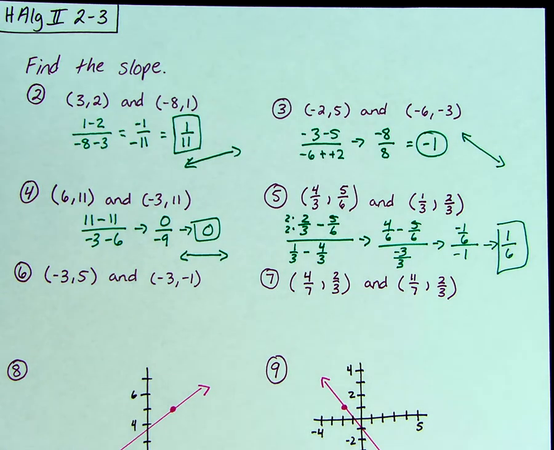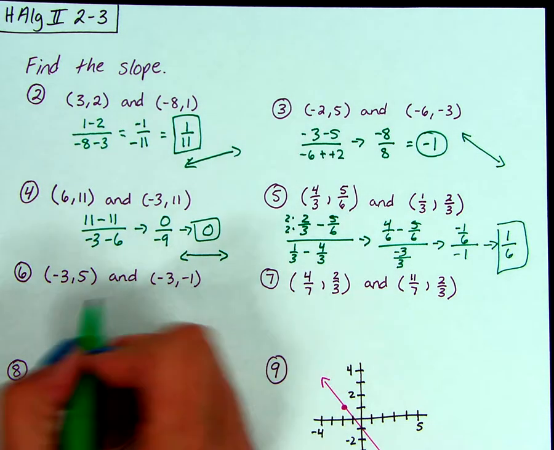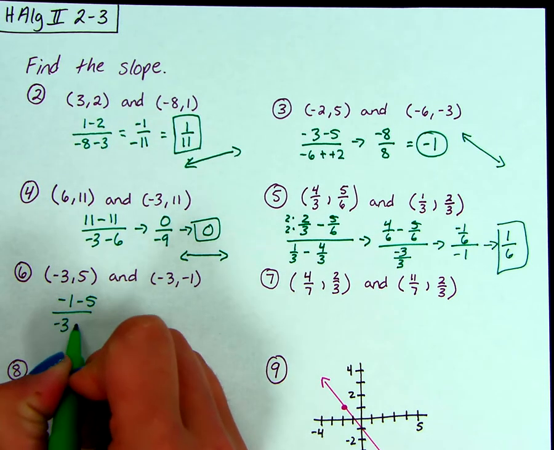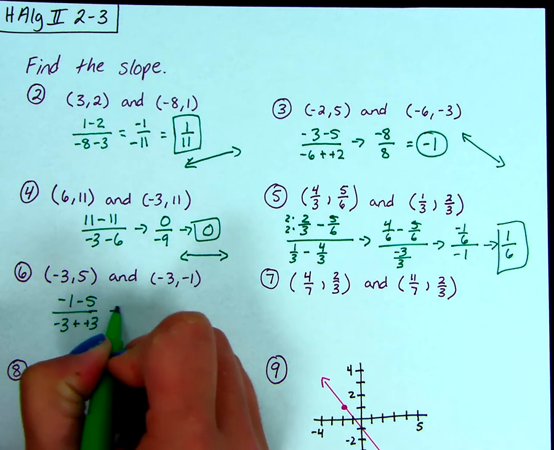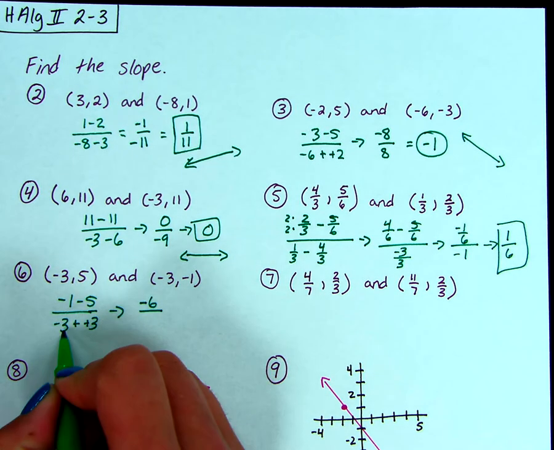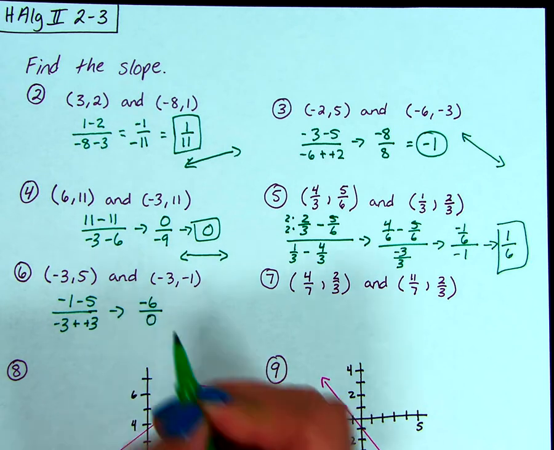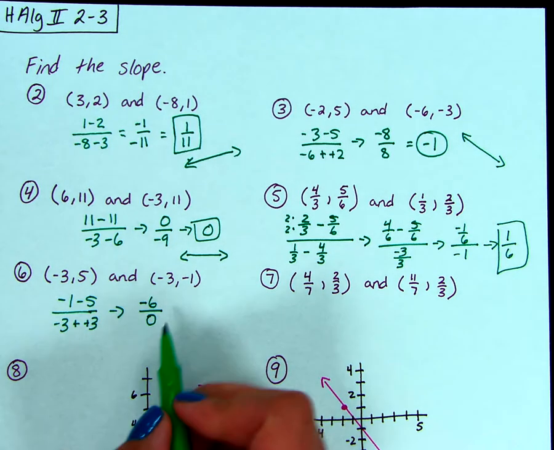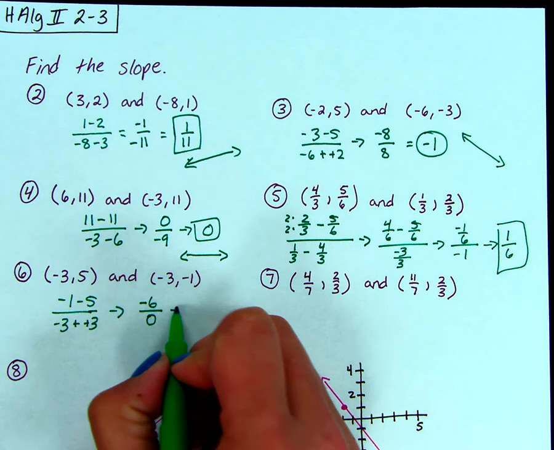All right, next example, we have -1 minus 5, and then -3 minus a -3. So again, that's going to become a plus. So -1 minus 5 is -6. -3 plus 3 is 0. Well, we're not allowed to divide by 0. So if this happens, we're going to write undefined.